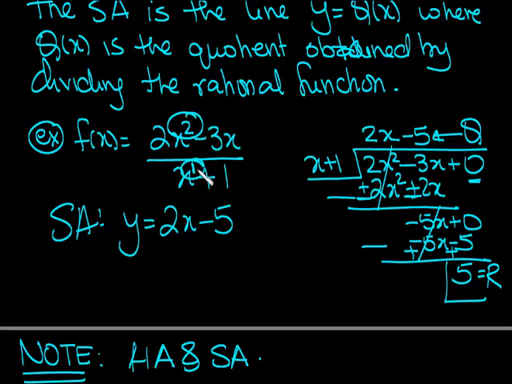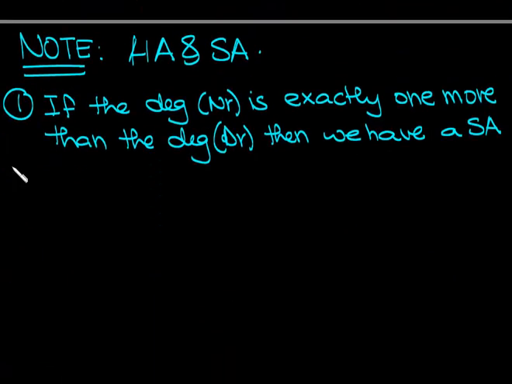So the degree of the numerator was exactly 1 more than the degree of the denominator. The other thing to note is, if you don't have a slant, then you're going to have a horizontal in these cases. You don't have to have both. Sometimes you might have neither. Okay, just keep that in mind. But usually for our problems, either you're going to have a slant or a horizontal.